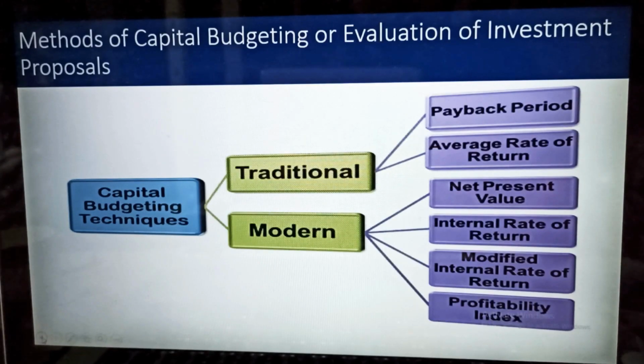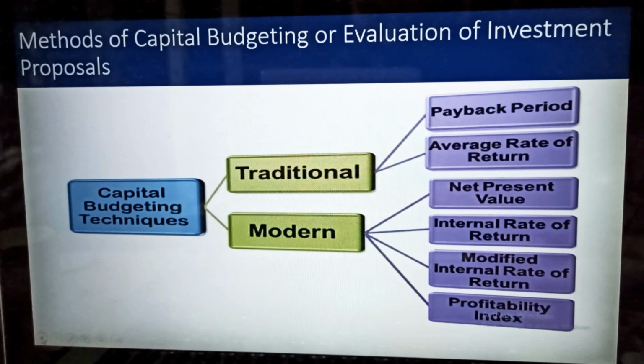So let's see the second technique of capital budgeting. As I told you, we have discussed the traditional or non-discounted method, but today in the second part I'll discuss the modern method, which you can also call the discounted cash flow method or time-adjusted method. Due to some limitations in the payback period and average rate of return, which we discussed earlier, they ignore the time value of money and other factors. And the fact is that a rupee earned today has more value than a rupee earned after 5 years.